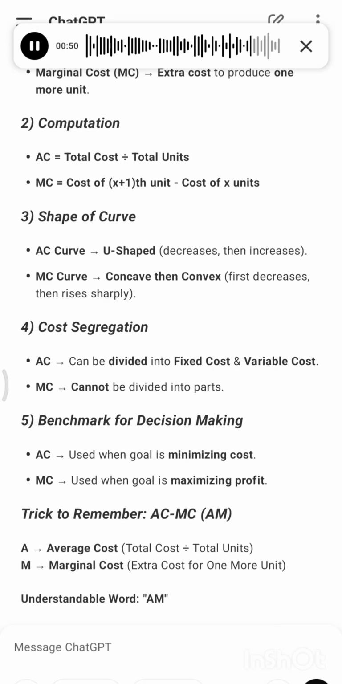Trick to remember: AC, MC. A: average cost, total cost per total units. M: marginal cost, extra cost for one more unit.